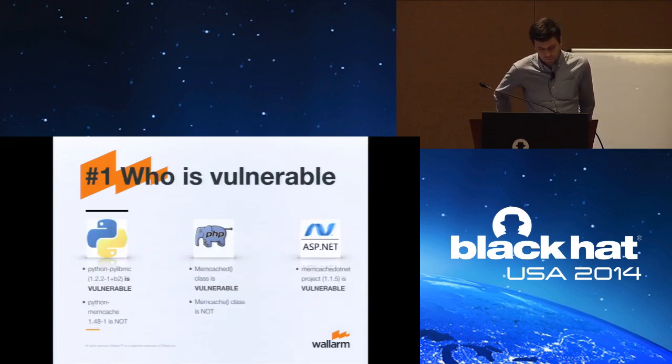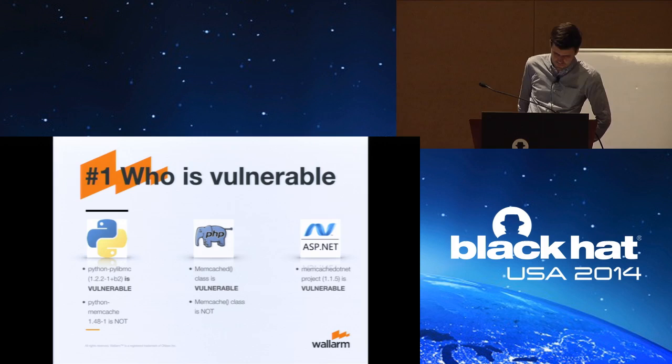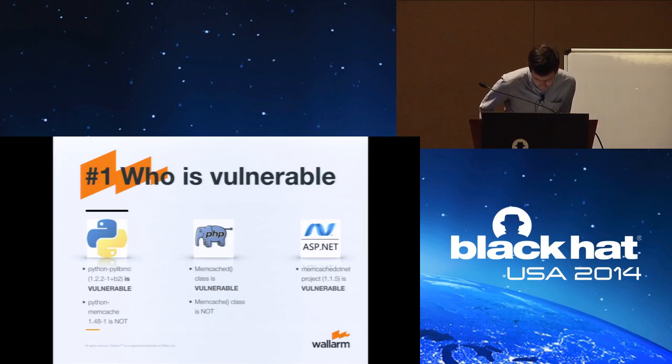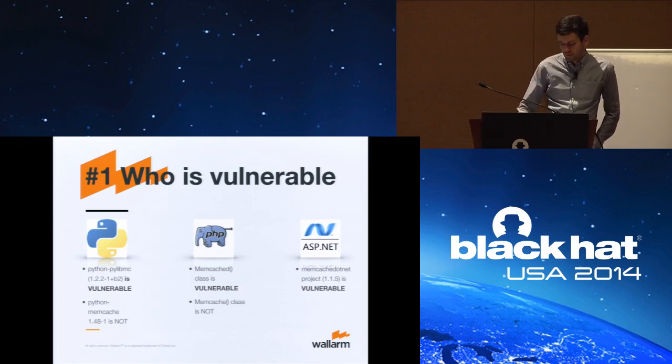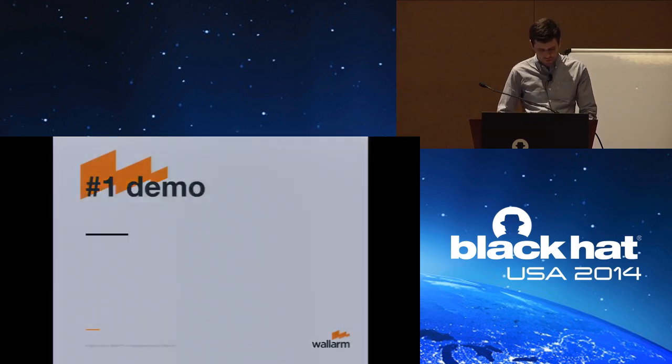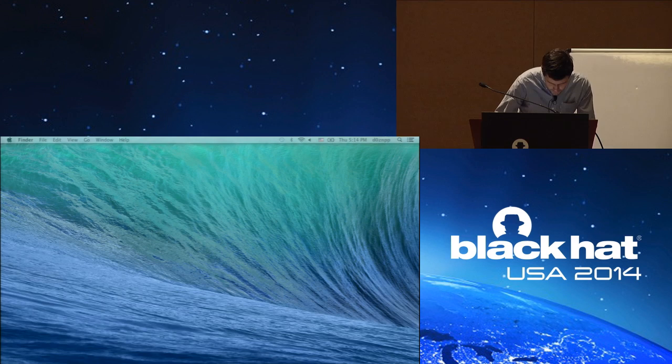Who is vulnerable to this type of attack? In Python, pylibmc is vulnerable, and the python-memcache wrapper is not vulnerable. For PHP, Memcached with a D is vulnerable, and the Memcache class without a D at the end is not vulnerable. And also the custom Memcache.NET project is vulnerable to this. I think it's time to show a short demo about this.